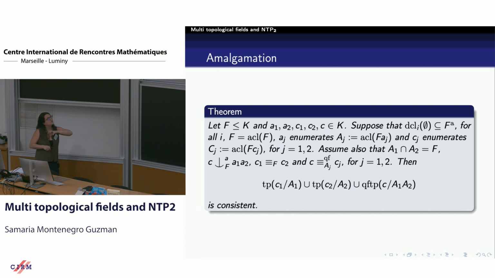Okay? So in that case, you can amalgamate these types. So you take the type of C1 over A1, which is bigger than F, because this is the algebraic closure of F A1, with the type of C2 over A2, and you cannot change the quantifier free type of C over A1 and A2. So in any case, the idea is that if you can in some way amalgamate quantifier free types, more or less, you can amalgamate types.